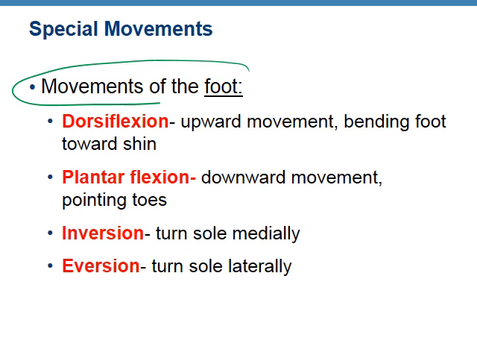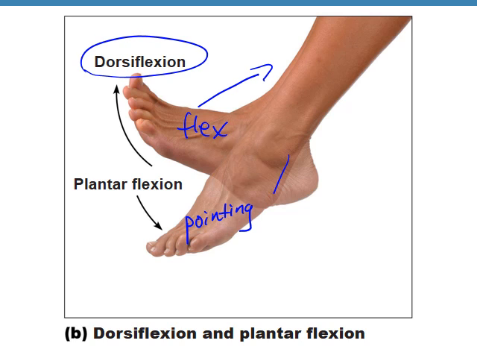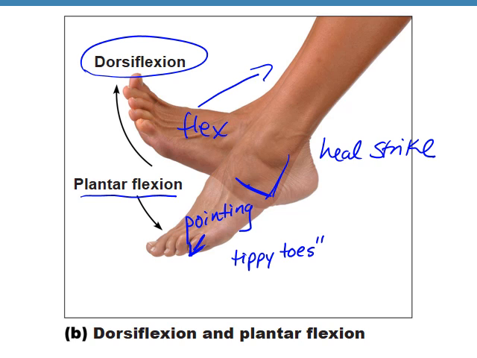Now we're on to movements of the foot, and it's probably better to look at all of these in the figures. Here's a great figure for dorsiflexion and plantar flexion. We could look at it right away and say this is flexing the foot and this is pointing the foot. But we need to know the anatomical terms. Dorsiflexion, you're flexing the foot towards the shin. Sometimes people think of this as a heel strike if you do martial arts at all. And then plantar flexion, the toes are going away from the shin, and sometimes we would call this standing on our tippy toes.